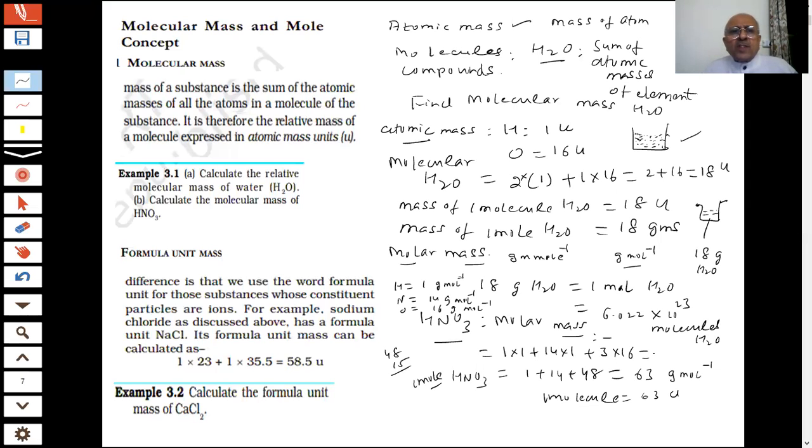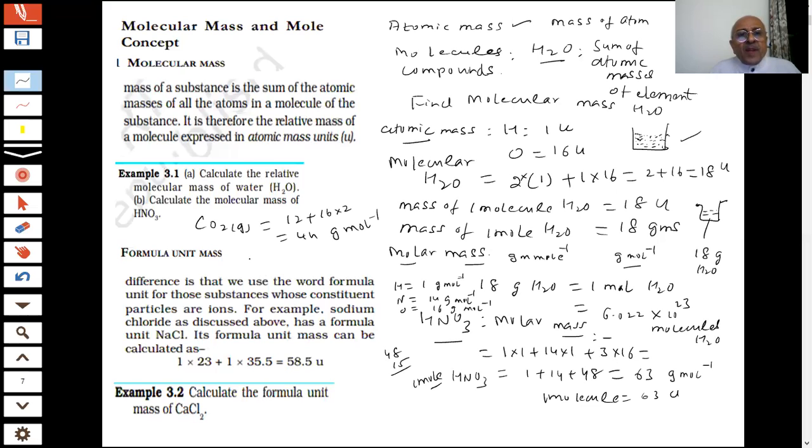In other words, students, if I say carbon dioxide gas, then what it means: 12 plus 16 into 2, you have 44 grams per mole, students. One mole of CO2, the mass will be 44 grams. One mole of CO2, the mass will be 44 grams, student.